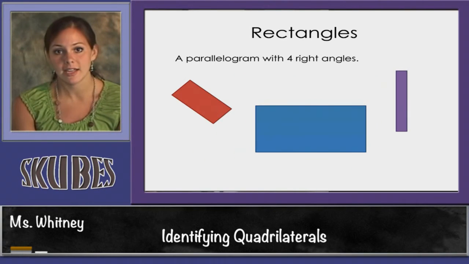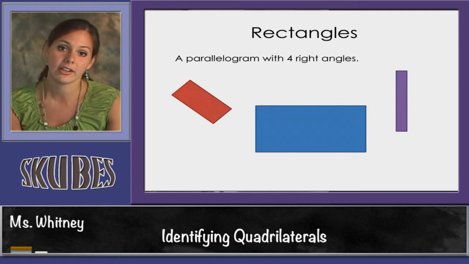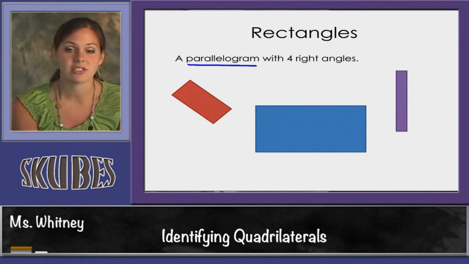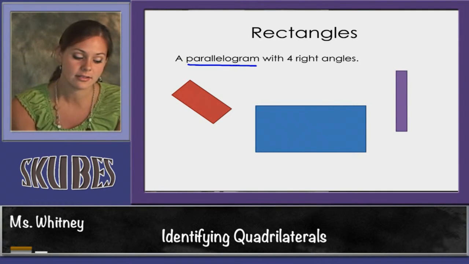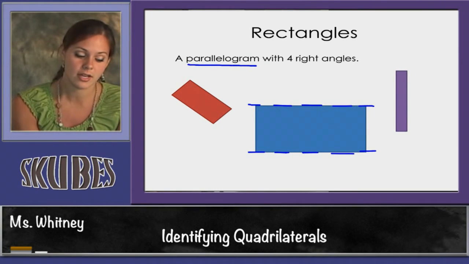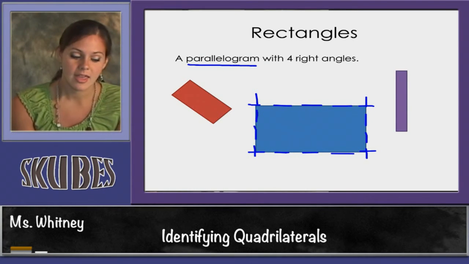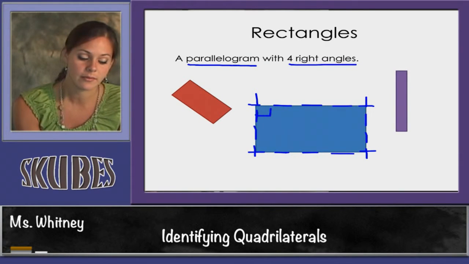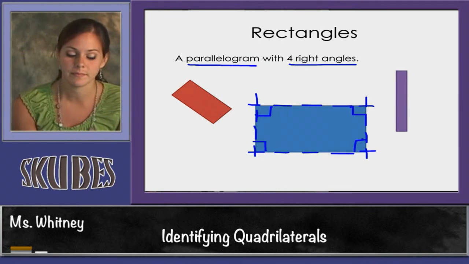Now let's talk about a rectangle. A rectangle is a parallelogram with four right angles. So we know if it's a parallelogram, it has two sets of parallel sides. So I'll show the two sets of parallel sides. That's one. And the second set. And it also has four right angles. So in each corner, we see that a 90-degree angle is made. This is a rectangle.